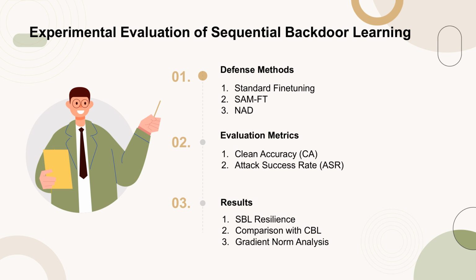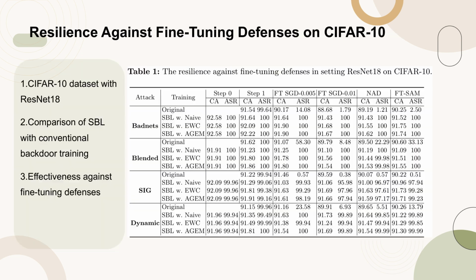A qualitative analysis of SBL's effectiveness was conducted by examining the gradient's norm during the fine-tuning process. Table 1 presents the resilience of backdoored models trained with sequential backdoor learning, SBL, against various fine-tuning defenses on the CIFAR-10 dataset using ResNet-18. The table compares the performance of SBL models trained with different continual learning, CL, techniques against conventional backdoor training methods. Key metrics such as clean accuracy, CA, and attack success rate, ASR, are used to evaluate the effectiveness of the defenses.